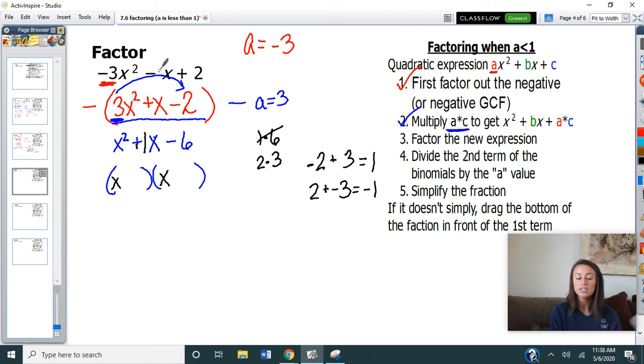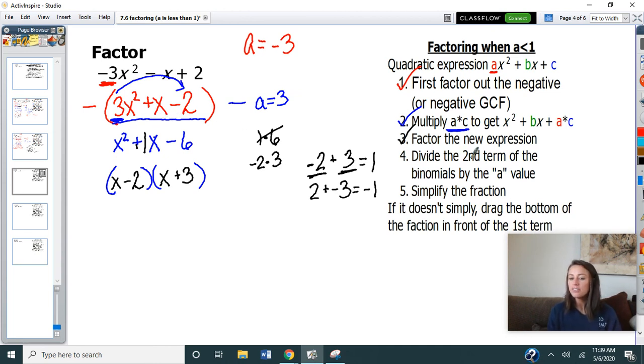And now don't look at this. We took out the negative, so it's not negative anymore. It's now a positive. So we want +1. So these are the ones we're going to use. So it's going to be -2 times 3 gives me the -6. And the -2 plus 3 gives me the one that we want in the middle. So the terms are going to be -2 and +3. We factored the new expression, which is the underlined blue part.